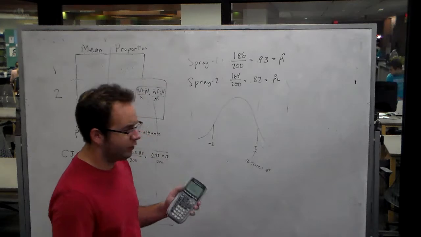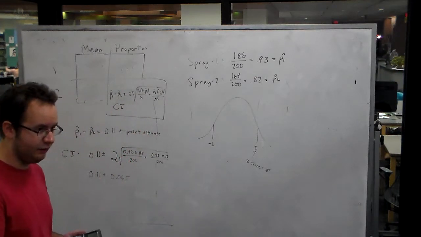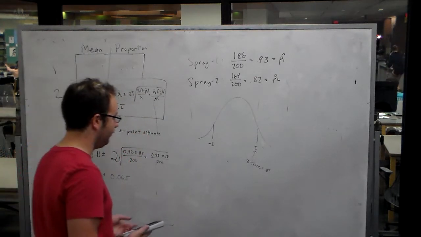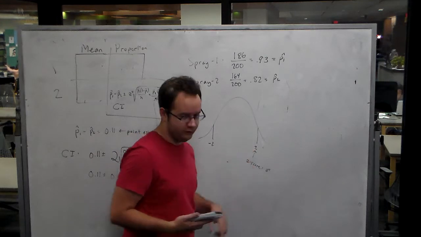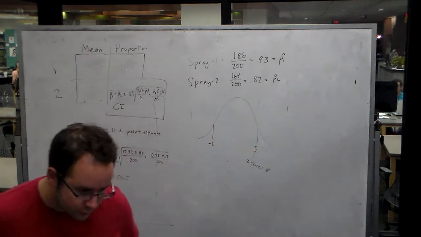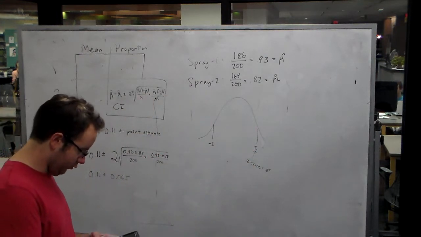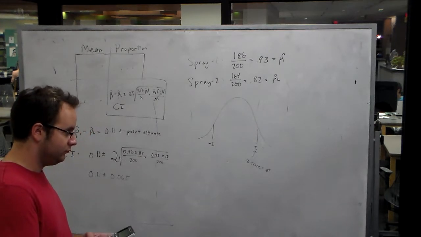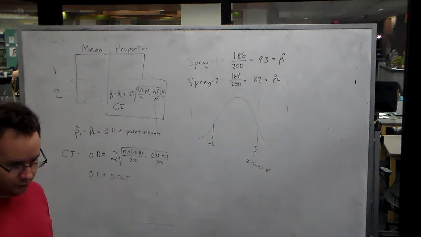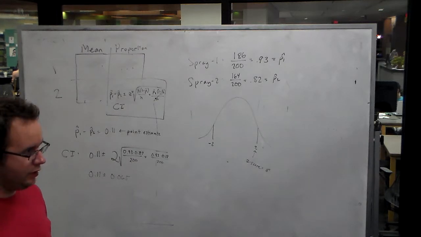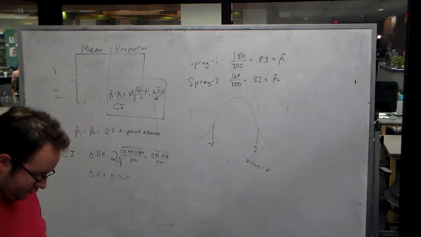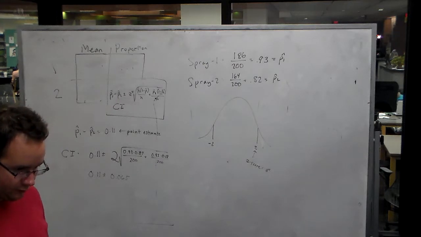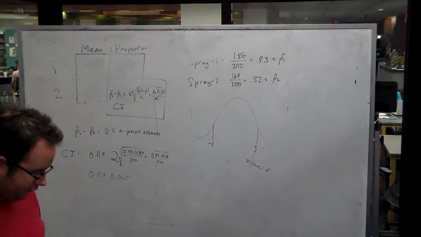The problem with this is that it wants a confidence level. They didn't give us a confidence level, they just gave some number of standard deviations. But it turns out that for 2 standard deviations, the tail area is 0.0228, so the confidence level is 1 minus 2 times 0.0228, which is about 0.954.